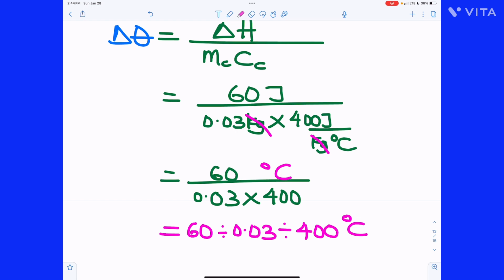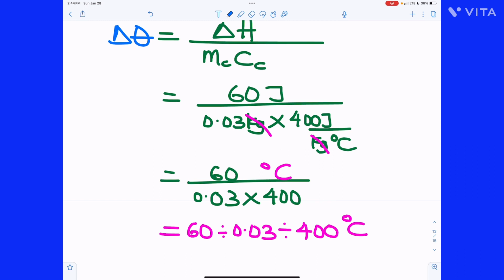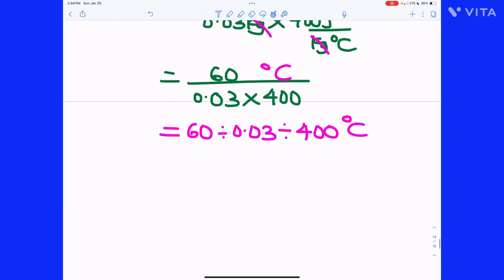If you make the mistake of using times here, it will be wrong because it's like taking this to the top, where it doesn't belong. So just use it the way I've done it here. This is how your calculator understands this fraction. Your calculator will do it correctly if you punch your keys in this order. So it should be 60 divided by 0.03 divided by 400. And what does that give you? You will get your answer.